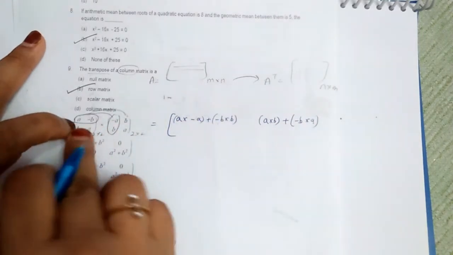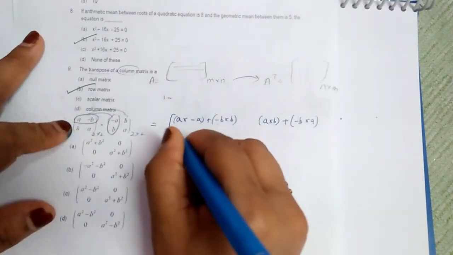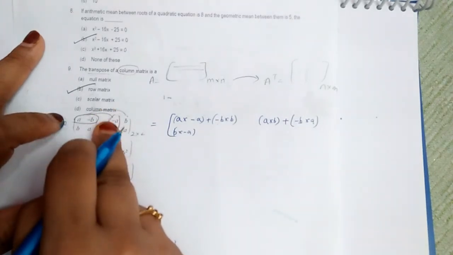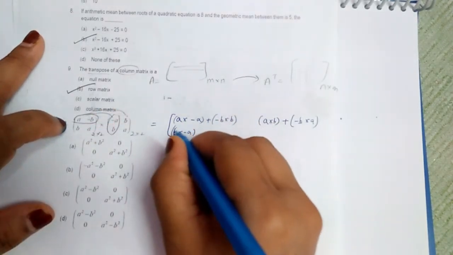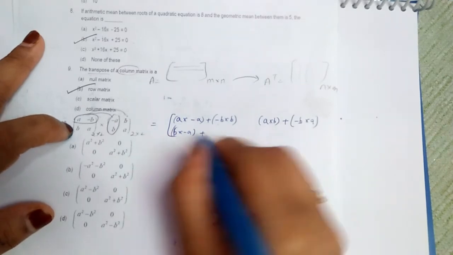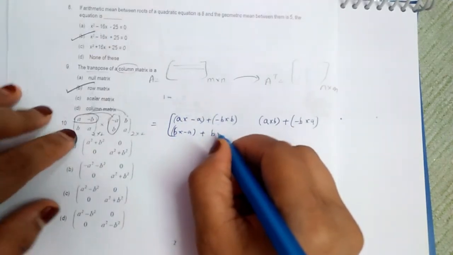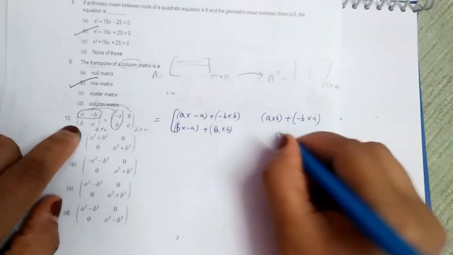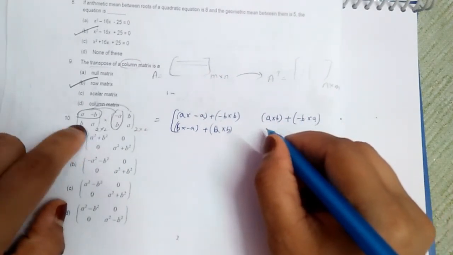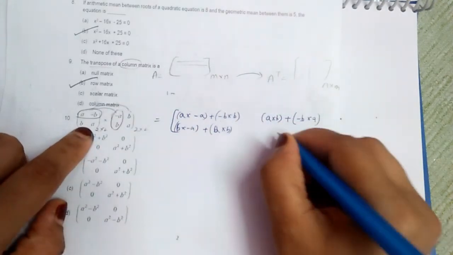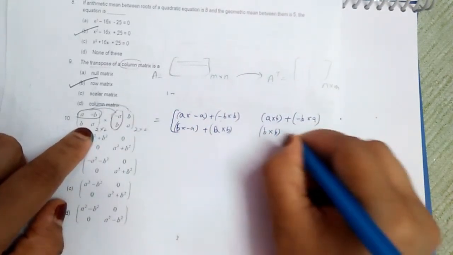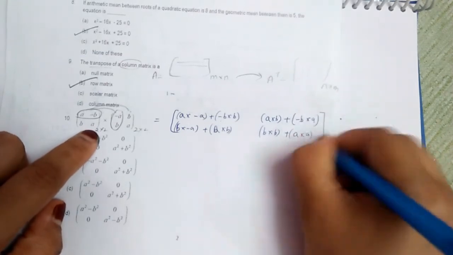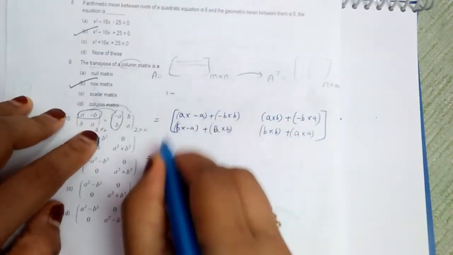Next take another row now. B into minus A, this row and this column. B into minus A plus B into B. Next is the second row and second column. B into B plus A into A. Very simple. Now multiply.